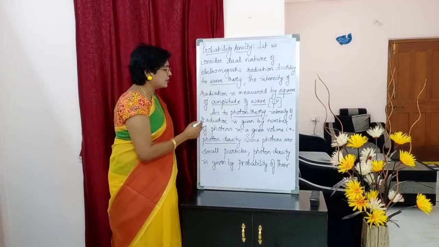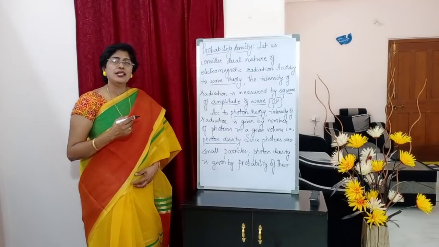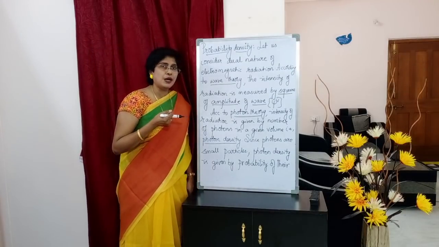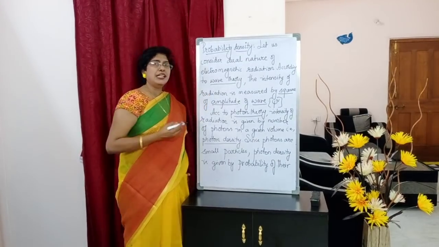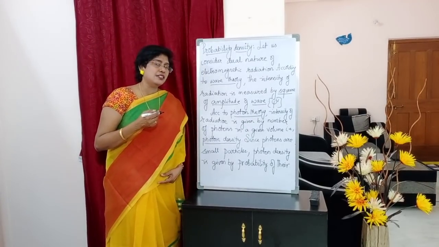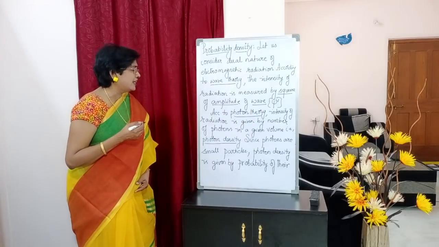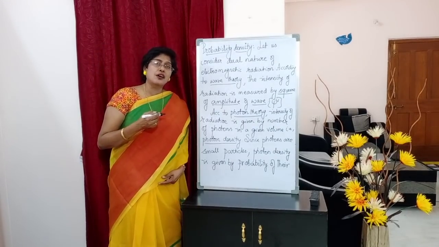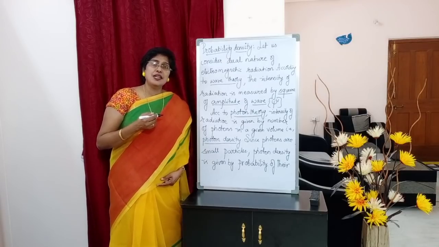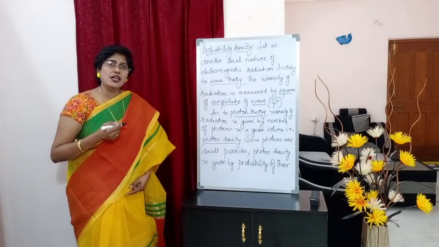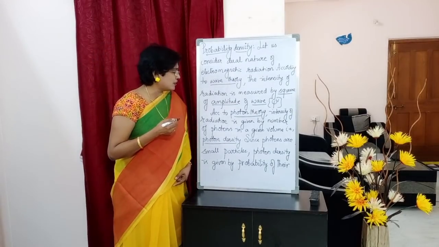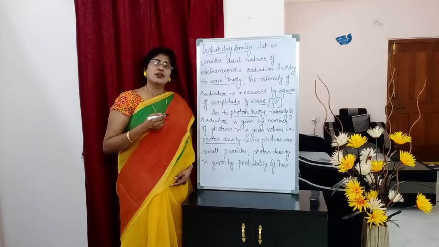Okay. Next theory. According to photon theory. Next point, students, below write down. According to photon theory, intensity of radiation is given by... Here, it was psi square, but photon theory says that intensity of radiation is given by the number of photons present in a given volume, which is called as photon density.